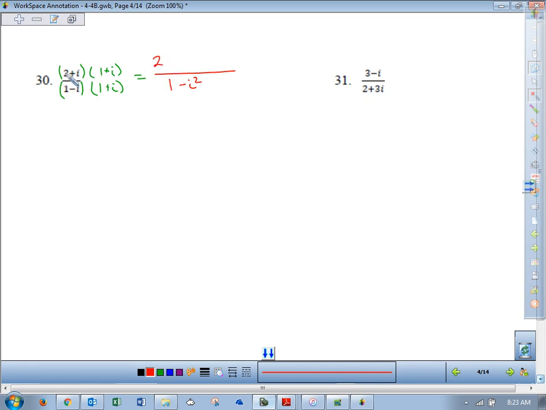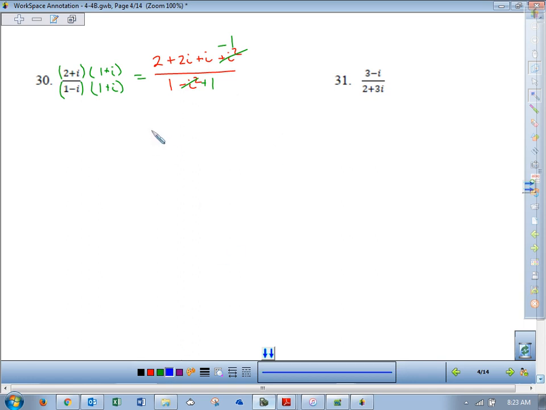2. Outside would be plus 2i. Inside, plus i. Last terms times each other, plus i squared. You got to FOIL the whole thing out. Correct? Change all your i squareds now. Minus 1, plus 1. If you get 0 in the denominator, you made a big mistake. Right? You can't have something and all of a sudden it becomes undefined over there. You made a sign error if you get 0 in the denominator.